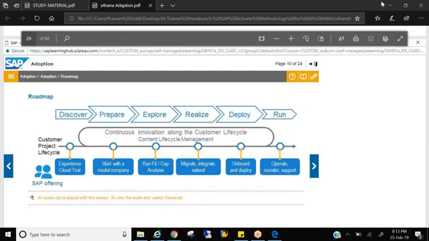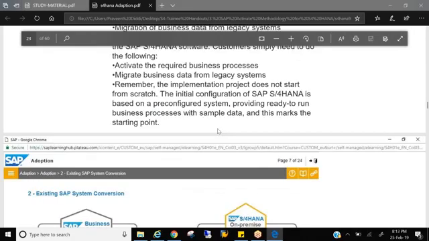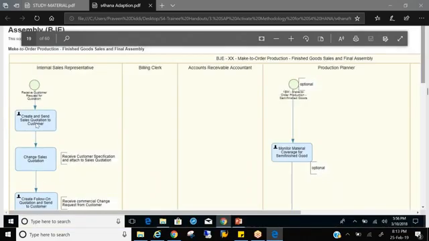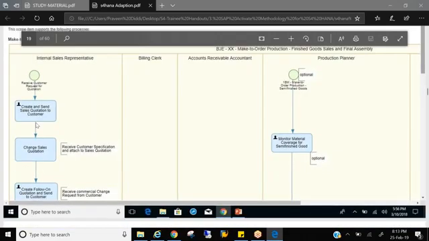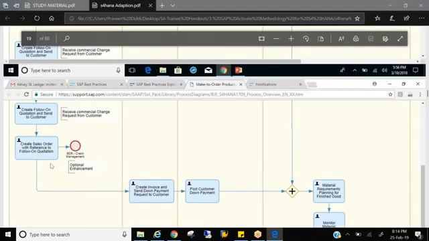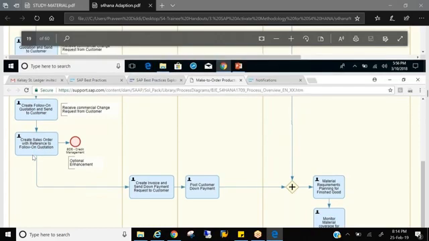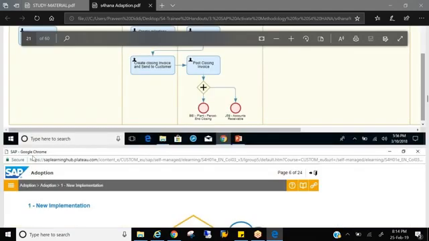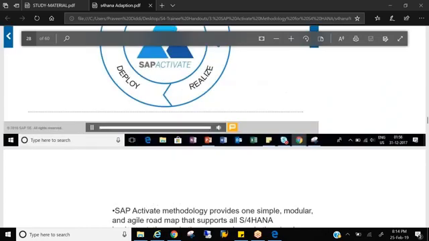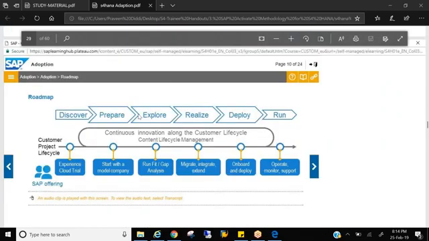If he's asking, I want to see some make to order process, okay, you can see it. Make to order production, where it will start. Receive customer request for quotation. You first receive a request for quotation from the customer, then you send a follow on quotation to the customer, right? Then create a sales order with reference to the quotation. So a complete process you can show like this to the customer, so that he will get a feel of what exactly his output is going to look like, right? So that is the Activate methodology, which comes with 4 phases: prepare, explore, realize, and deploy, right?